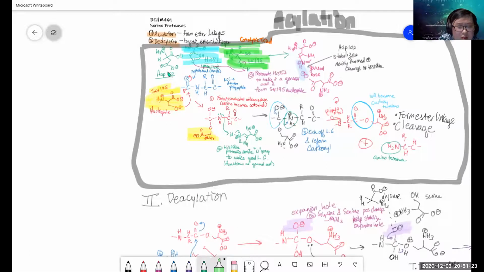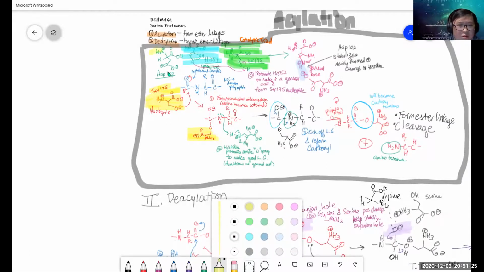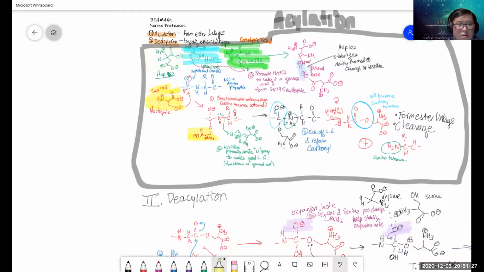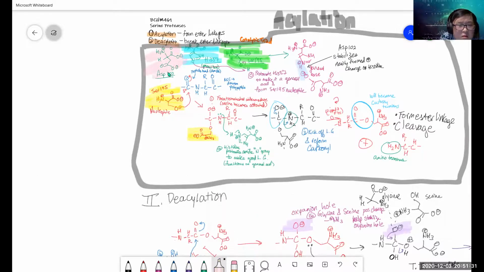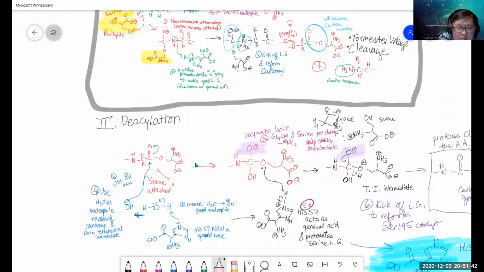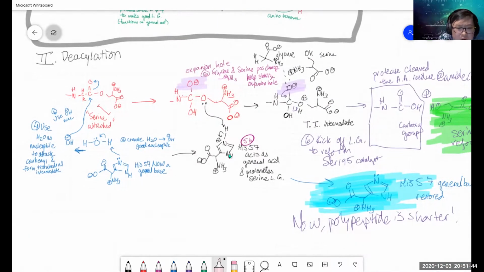What about aspartate? So aspartate is a weird one because all we did, oh, I'm not going to use yellow. I'll use pink. Okay, so aspartate 102 is kind of weird because all it did throughout is it stabilizes the positive charge of histidine. So I guess right here, when you have this positive charge, aspartate is also here.